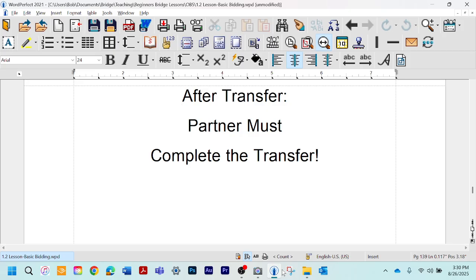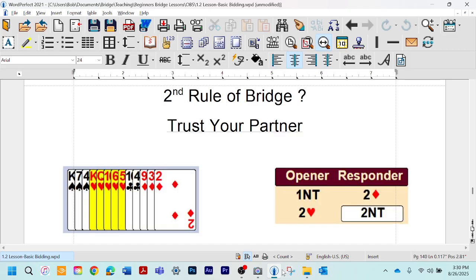So after the transfer, partner must complete the transfer. No question about that. Has to. There are some exceptions that very advanced players use, which you can learn when you're an advanced player, but for right now, just complete the transfer. Second rule of bridge is trust your partner. First rule of bridge is have fun. Second rule of bridge is trust your partner. Believe that he or she is going to do what he's supposed to do.